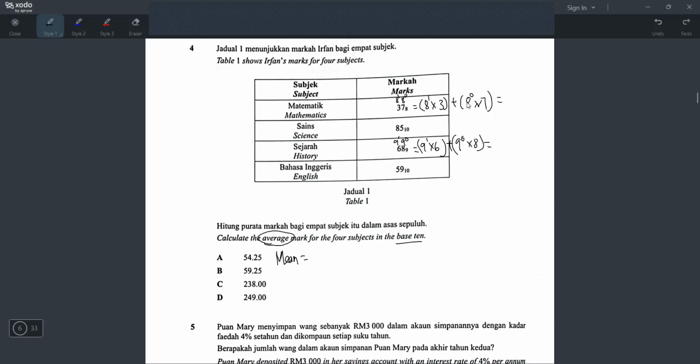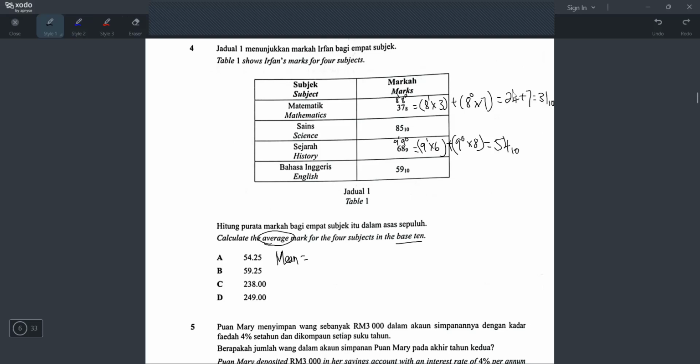So let's press this. 8 times 3, 24. This is 24 base 10. Alright? Right. Actually it's not just 24, it's 24 plus 8 power 0, which is 1. 1 times 7 is 7. So you should get 31 base 10, right?